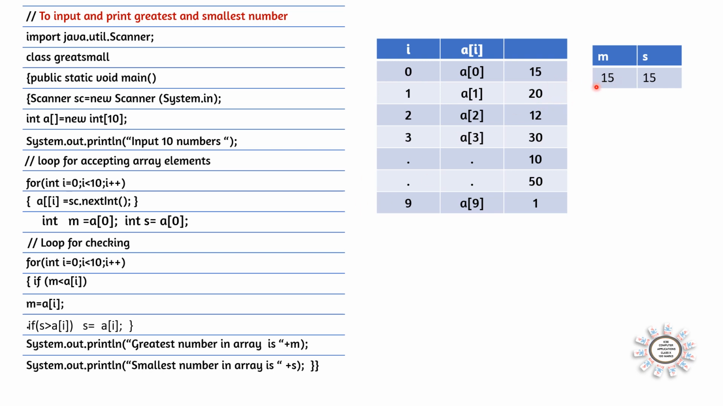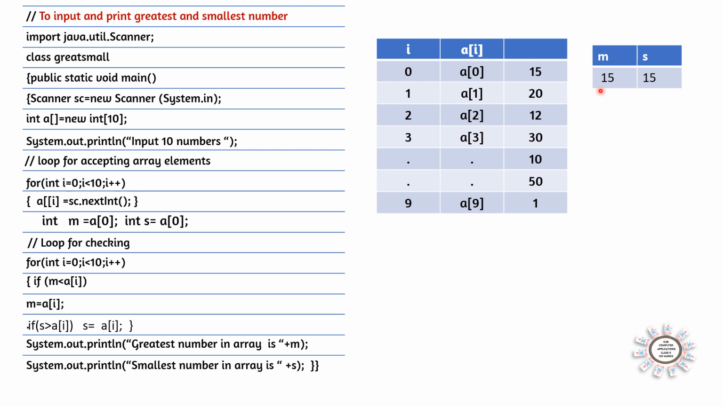So first time 15 and 15, it is not greater. And now one by one all numbers will be checked. And if the value of m, that means 15, is smaller than the number, then this number will go to m and the particular number will be overwritten.